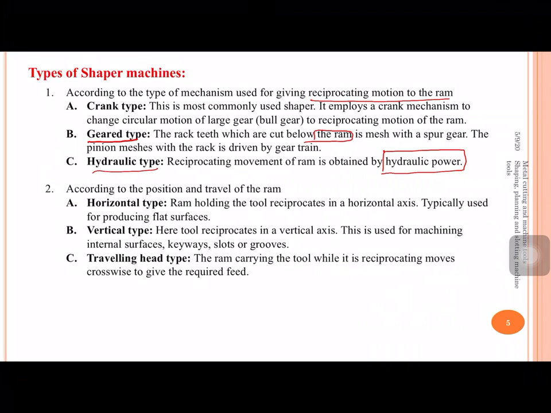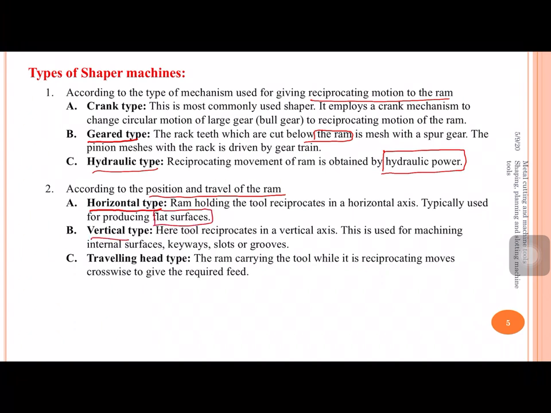Next one, we will talk about the classification based on the position and travel of the ram. The first one is horizontal type. So in this, the ram which is holding the tool, that reciprocates in the horizontal plane or about the horizontal axis. Then that type of machine tool is called as the horizontal type shaping machine tool. And these machine tools are primarily used to produce the flat surfaces.